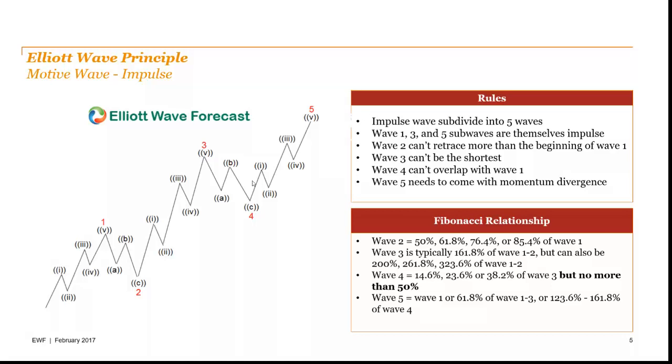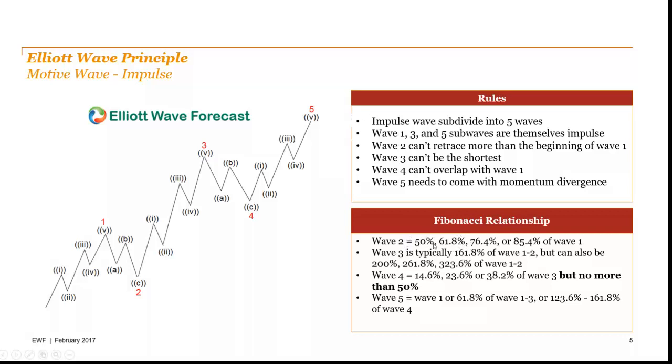Okay. Now, in terms of the Fibonacci relationship, wave 2 is usually 61.8%, or all the way to 85.4% of wave 1. Like I said, it cannot break more than the beginning. Most of the time, let's say 80 to 90% of the time, it retraces between 50% and 61.8% of the wave 1.